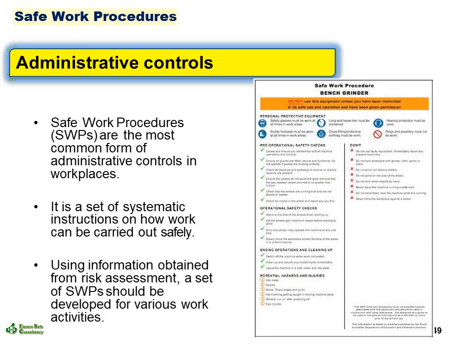Safe work procedures, SWPs, are the most common form of administrative controls in workplaces. It is a set of systematic instructions on how work can be carried out safely. Using information obtained from risk assessment, a set of SWPs should be developed for various work activities.